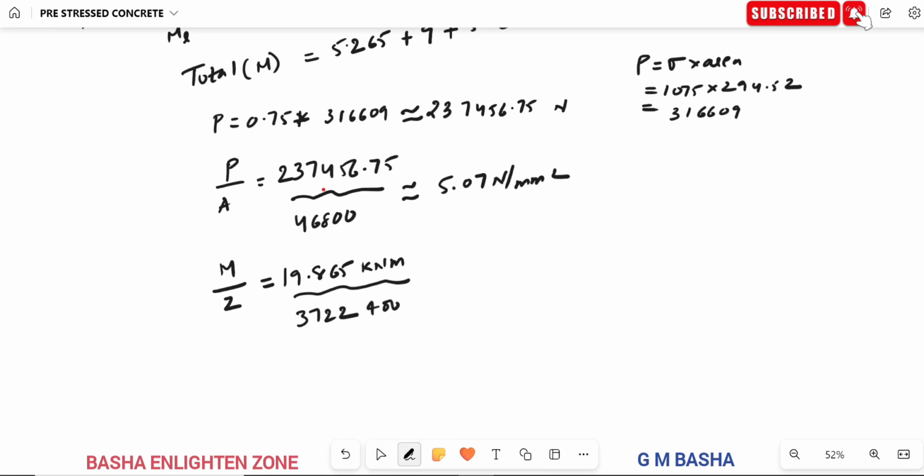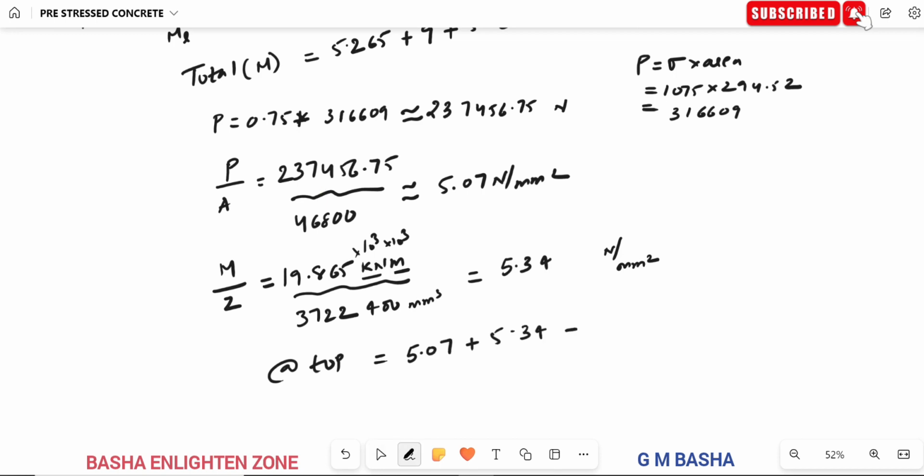And again the Z value is given as 3722400 in terms of mm cube. Again the same concept: kilonewton into Newton, 10 to the power of 3, meter into mm, 10 to the power of 3. So overall Newton, meter and mm cancel, and you will get Newton per mm square. If you simplify this, finally you get 5.34. So extreme stress at top will be equal to P by A plus M by Z, that is 5.07 plus 5.34.